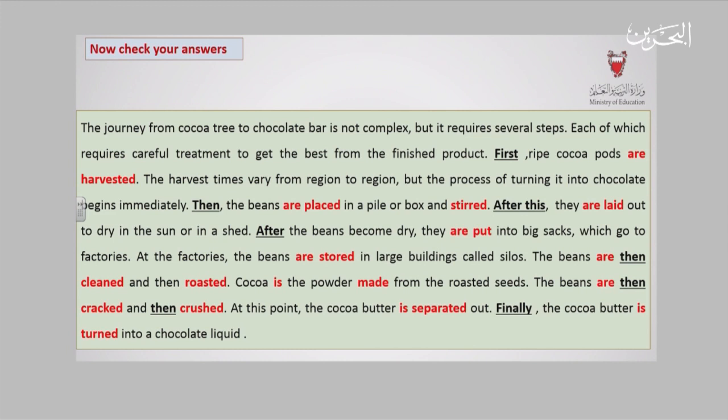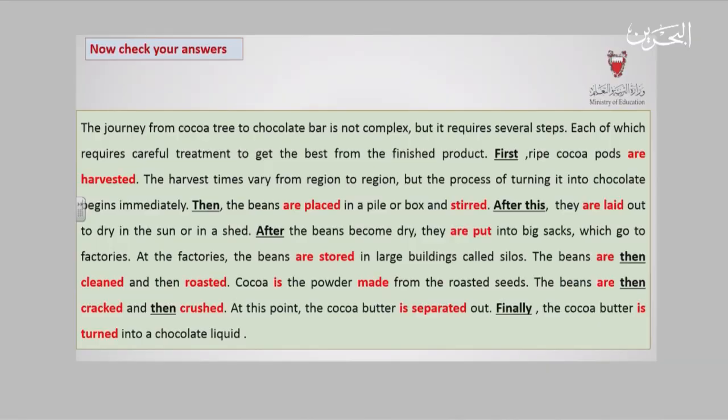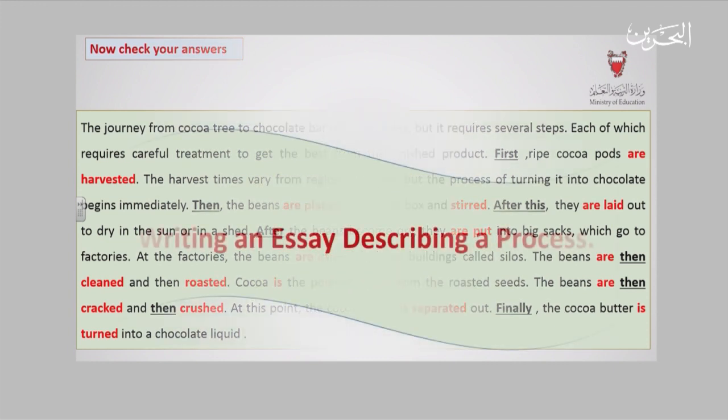The underlined words are the sequence phrases: first, second, then, next, finally. And the red words, the ones that are in bold and red, are the passive words or the passive phrases: harvested, are placed. We said there are two types of passive, the known doer and the unknown doer. So both are used here.